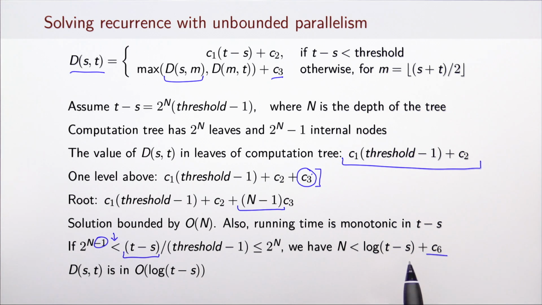Okay, because we still have the bound that applies in this case, which is O(n), and n is bounded by a logarithm of t minus s plus some constant, it turns out that this function D(s,t) is in fact bounded by O(log(t minus s)). So we have an exponentially smaller value of this function D. This is therefore an example of a function that with the use of parallelism we can speed up exponentially many times, assuming an unbounded amount of parallel resources.